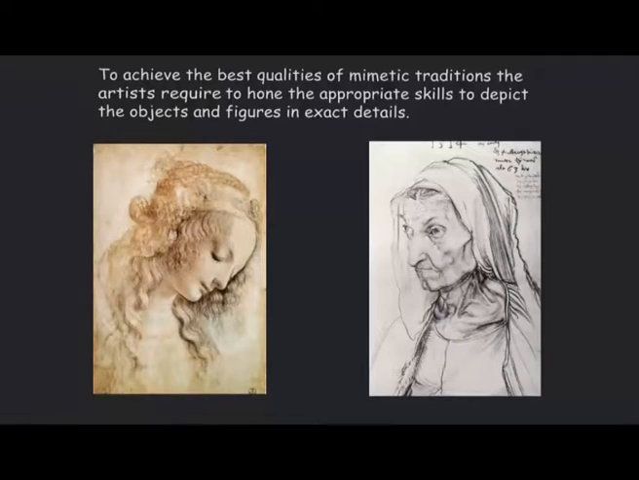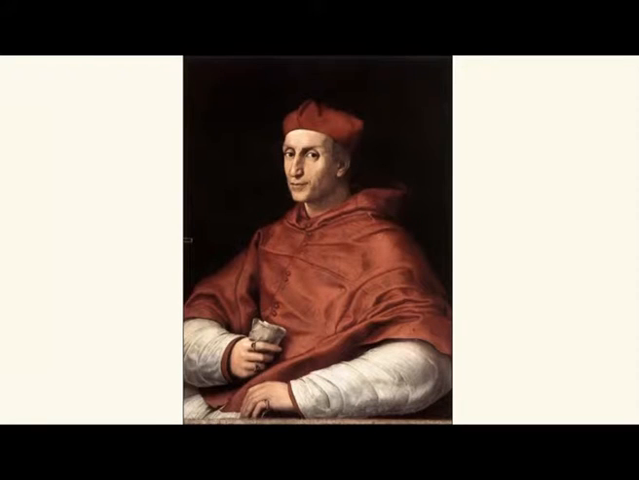So, to achieve the best qualities of mimetic traditions, the artist needs to hone the appropriate skills to depict the objects and figures in exact details like this one. You almost feel that you can go and touch the robe, the drapery, the cloth, you can touch the skin, and if you touch the skin, you will get that kind of tactile feeling. But that is absolutely wrong. I mean, you can't do that. It's a canvas painting, it's just oil paint.